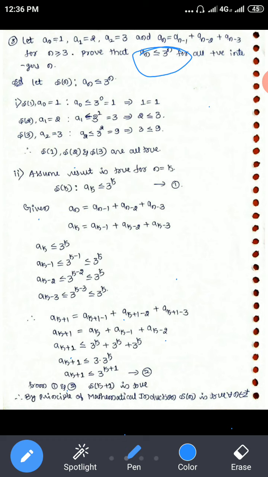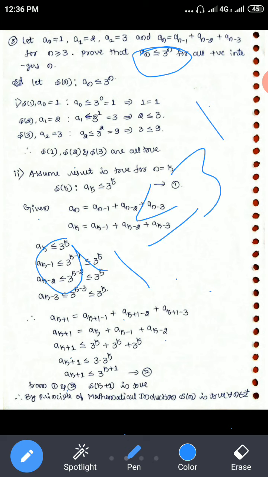So let us check one by one now. So that is S of 1. What is S of 1? A1 less than or equal to 3 raised to 1. So what is A1? A1 is 1, already it is given. Less than or equal to 3. Is 1 less than 3?